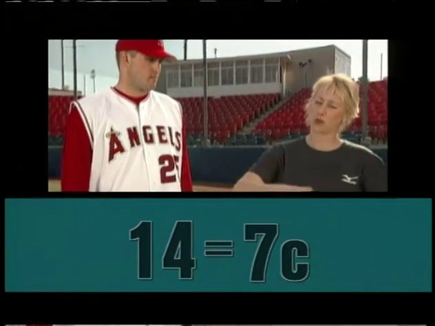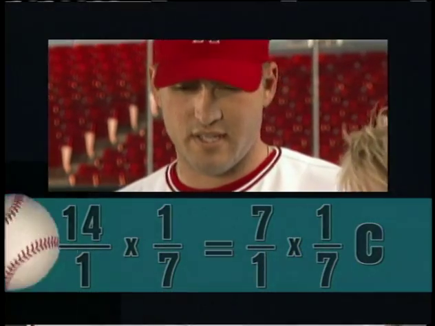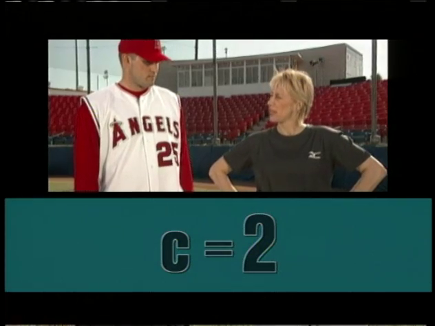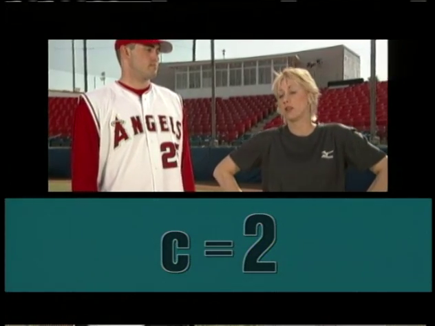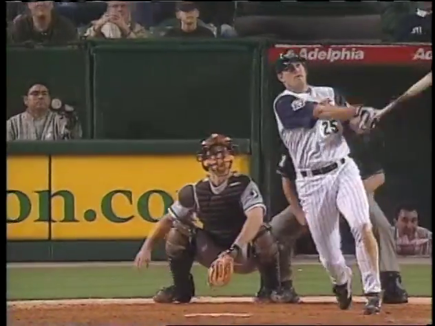Okay, Troy, knock this one out of the park. Well, you need to multiply both sides by the reciprocal, 1 over 7, and you get c equals 2. If you're hitting .250 and you got 7 out of 28 hits, to raise your batting average to .300, you just need 2 consecutive hits. That's not so hard, right? Well, doing the math's a lot easier than getting the hits.